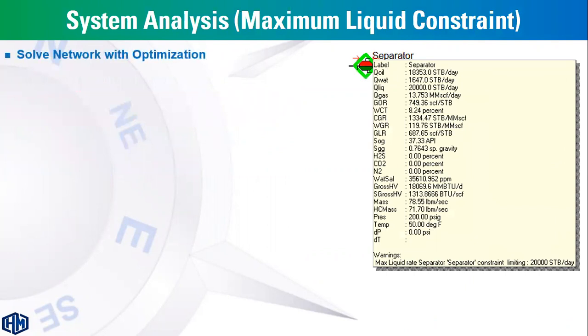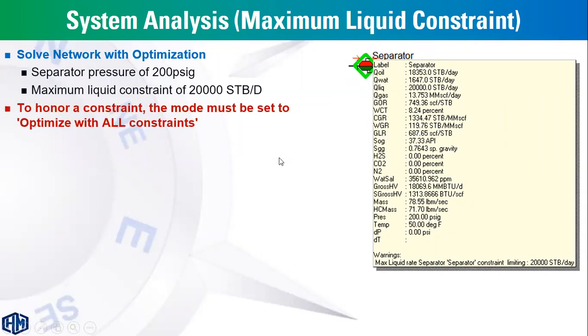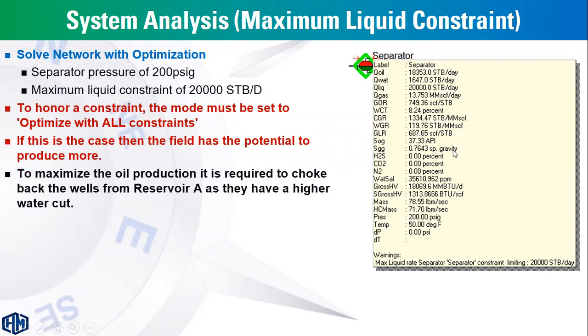So now we will assign a specific maximum liquid constraint, which means solving the network with optimization by defining two constraints. The first one is the separator pressure of 200 psi gauge, and the maximum liquid capacity in the system is 20,000 barrels per day. These are the constraints applied, so you can solve the network and predict the production parameters in this model and network.